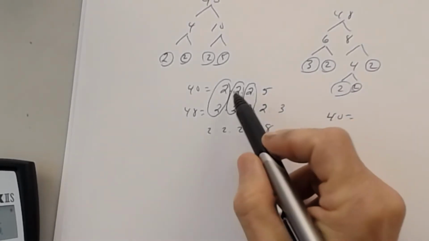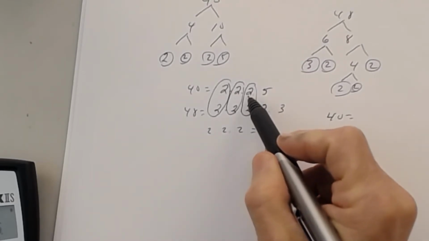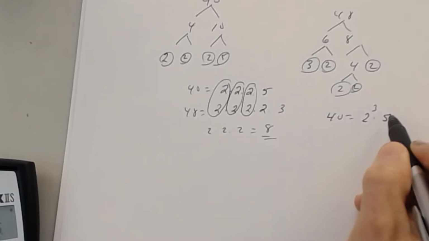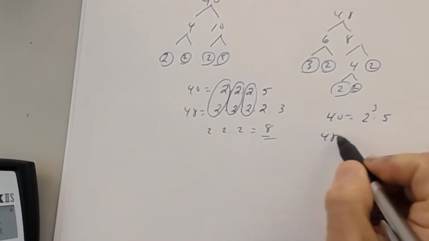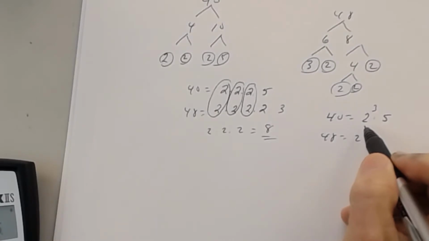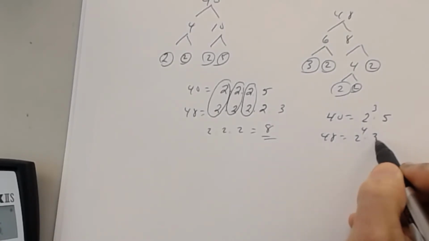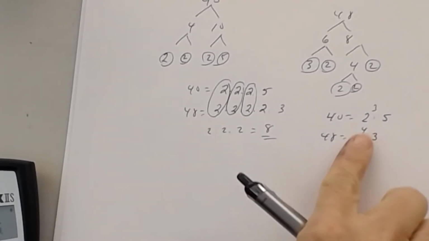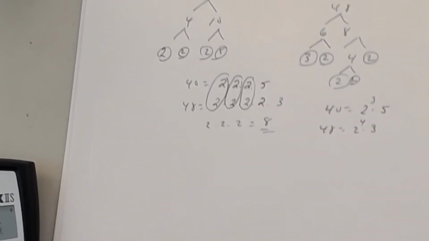40, I can also write as 2 to what power? Third. Times what? 5. Okay. 48, I'm going to write as 2 to the 4th. Good. Times what? 3. That's going to help us in a little while when we do variables. So we're going to come back to this in a little while.